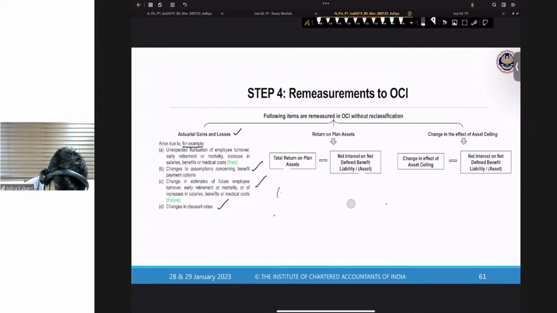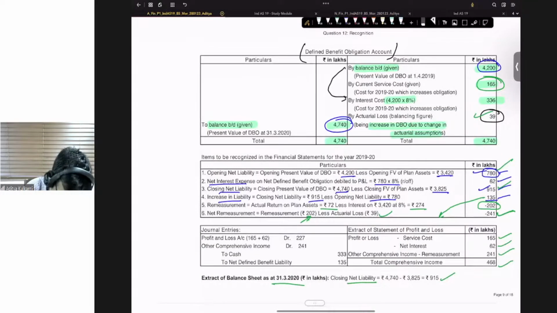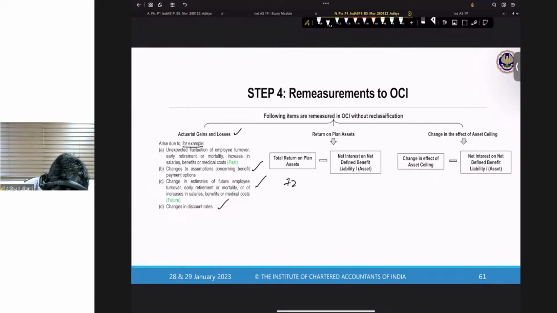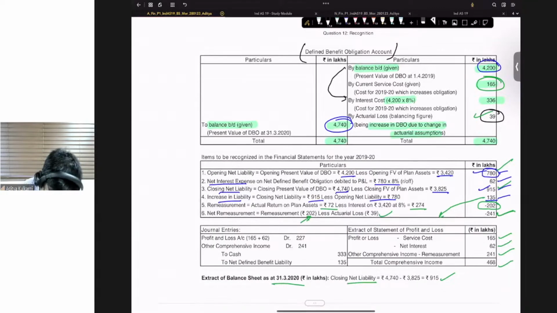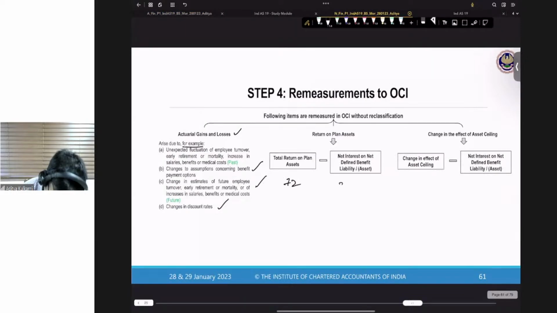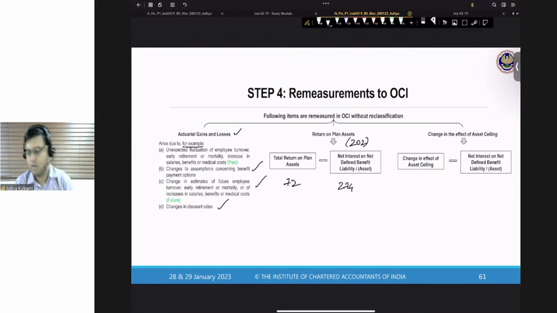Okay, all right. So if you take that remeasurement 202, 274 and 72, actual return on plan assets minus net interest 274. Yes, this is the only way. 202. So this return on plan assets is on account of remeasurement. Okay. So this goes in OCI. This also goes in your OCI. Okay. So that is done. That takes you to your other comprehensive income.